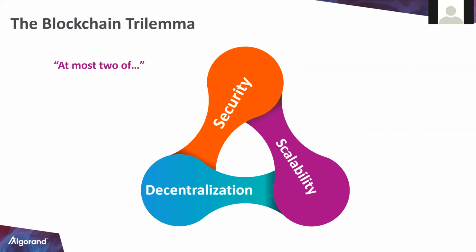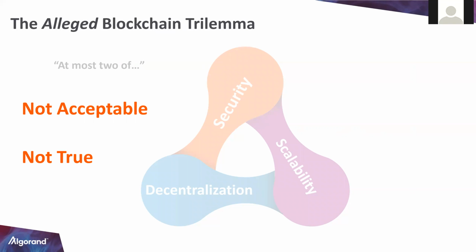What about decentralization? Well, if we give up this fundamental core of blockchain, then we may as well go back to a centralized database system and delegate all the management to a small group of users. None of this is what we want to see, and Algorand does not want to give up any of this. So let me say that the blockchain trilemma is not acceptable.